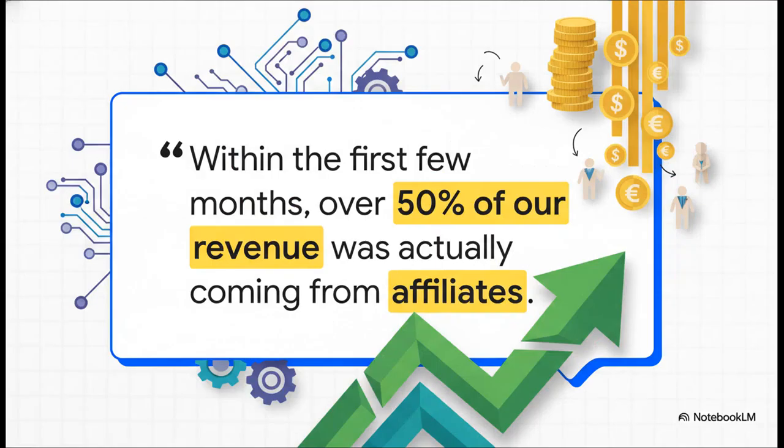And if you think that number sounds a little theoretical, just listen to this from Wesley Tian, the CEO of Aragon.ai. He said that within just a few months of launching their program, over half of their revenue was coming directly from affiliates. So yeah, this model works, and it can work incredibly fast.